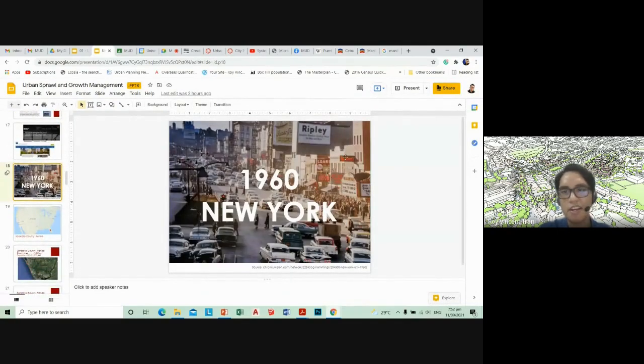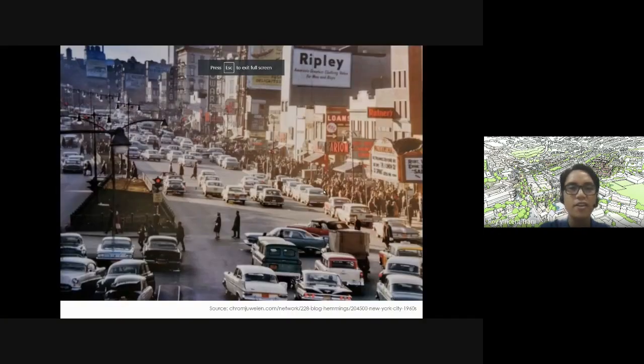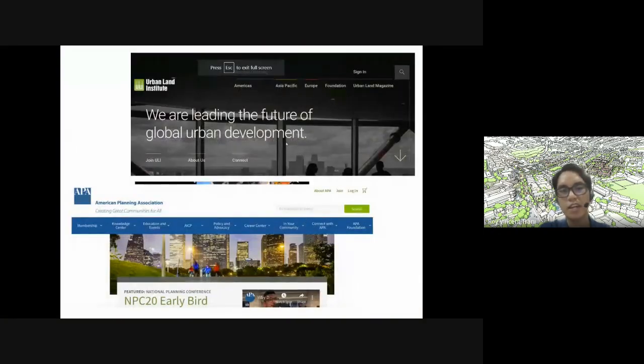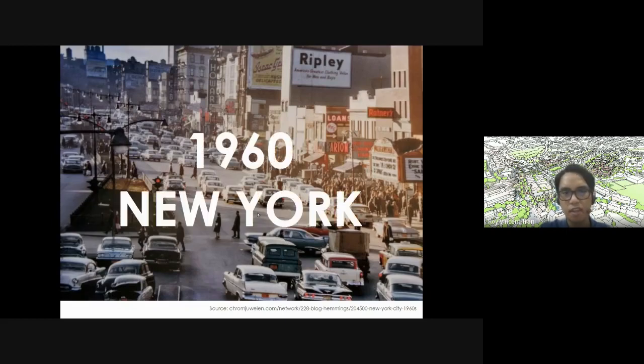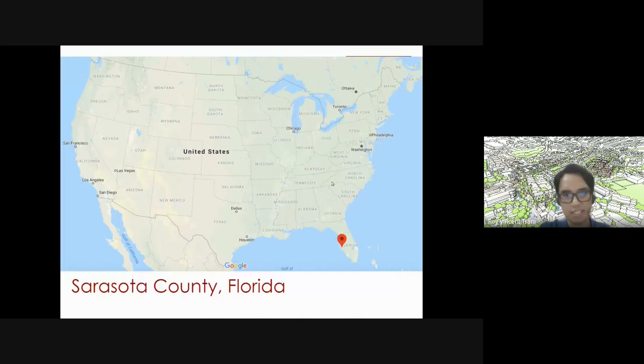Unfortunately, these are American examples because this is an American author. Some websites you might check out are the Urban Land Institute and the American Planning Association, for research data on whatever fields of interest you might have. These are good websites, and a lot of research and publications are readily available. You can look for a topic you're interested in and pretty much download anything you want. So, New York, 1960s.